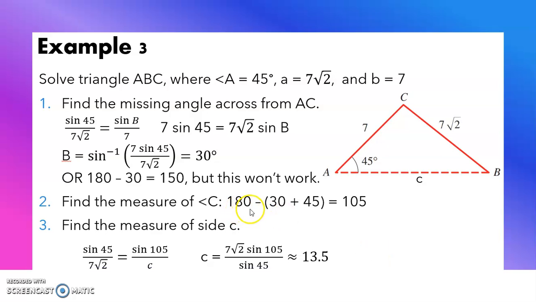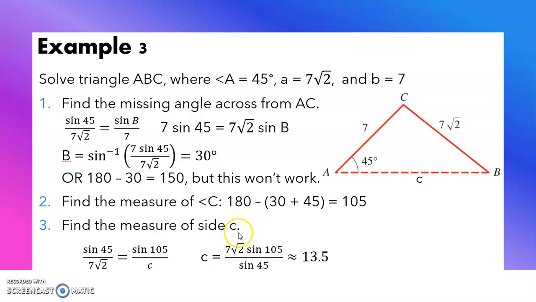So for angle C, I did 180 minus 30 plus 45, which is 105 degrees. So angle C is 105 degrees, and I don't need to find a second option because I didn't use an inverse sine. So I'm okay with 105 degrees.